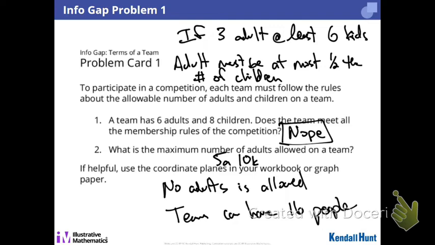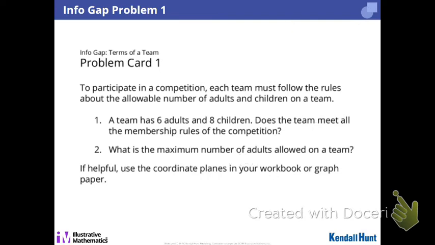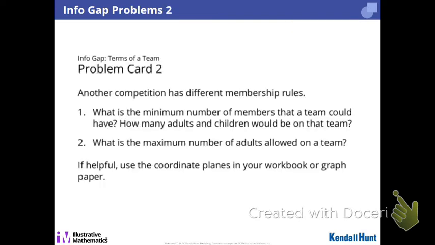All right, so we're going to do the same thing with a new competition. Instead of a sturdy off, this one's a gritty off. Okay. So another competition has new membership rules. You need to answer these questions by asking me questions. What is the minimum number of members that a team could have? How many adults and children would be on that team? And what is the maximum number of adults allowed on a team? You get 1 minute with your partner to come up with questions to ask me.